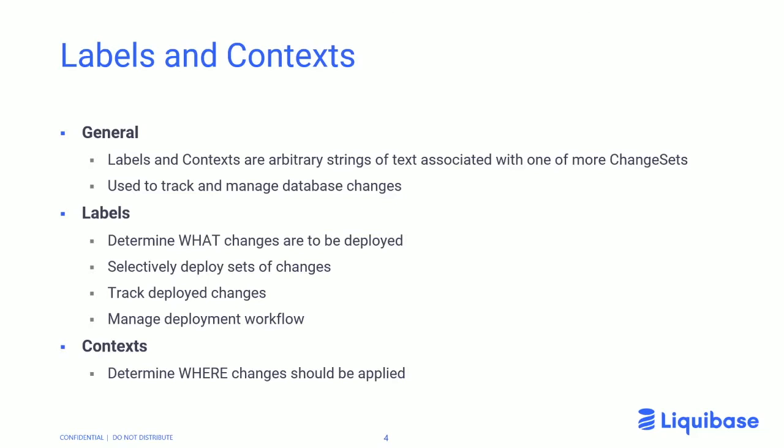Now, the labels are about grouping the change sets themselves. They allow me to selectively group them, decide which ones I'm going to deploy for any given operation, track those deployed changes, which environments they're in, and fundamentally build a left-to-right workflow around groups of changes, which is great, but I also need to know the context of those changes at any given point in time. That's why we have two different constructs here. Contexts deal with where changes should be applied.